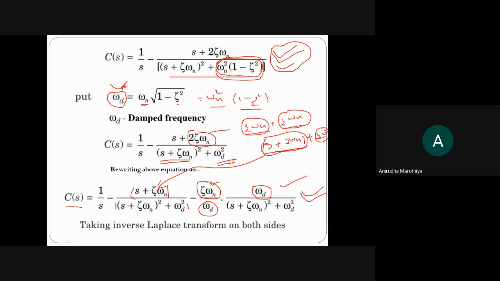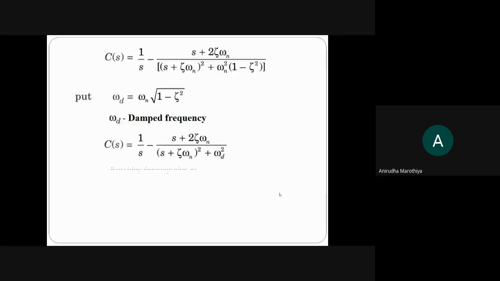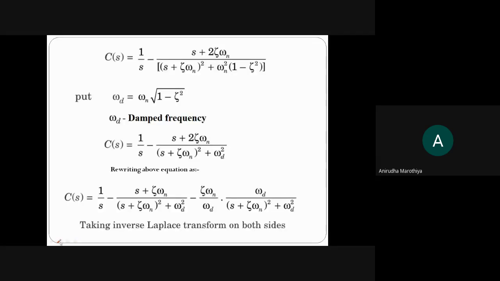whatever expressions are available in the above equation are all in standard acceptable form. So this particular term, now you tell me, what will be the inverse Laplace transform for this term? Sir, 1. Exactly. Inverse Laplace is 1. Very good. And what about this term? Sir, e to power minus zeta omega t into cos omega d into t.